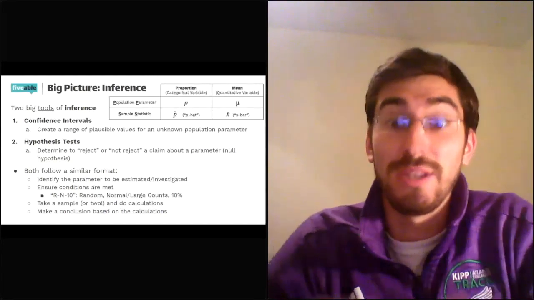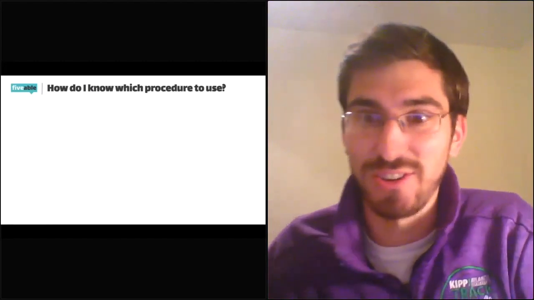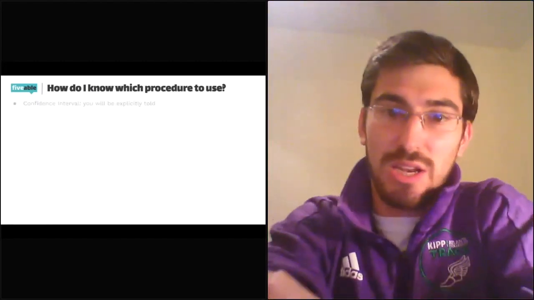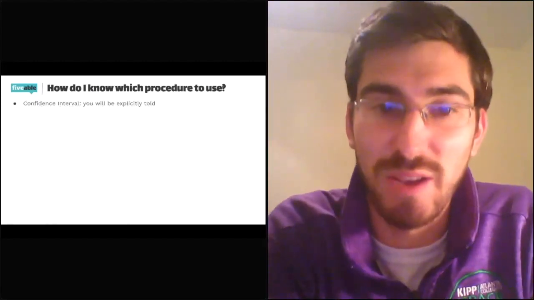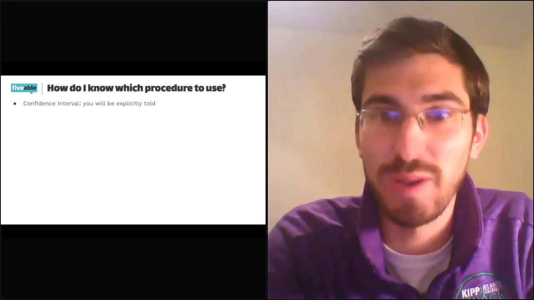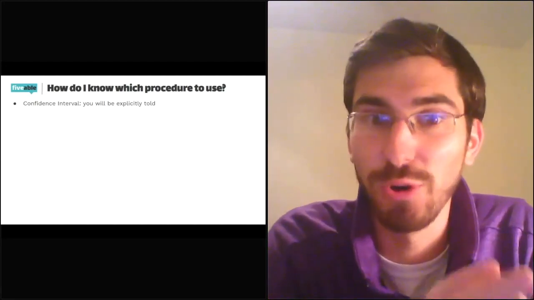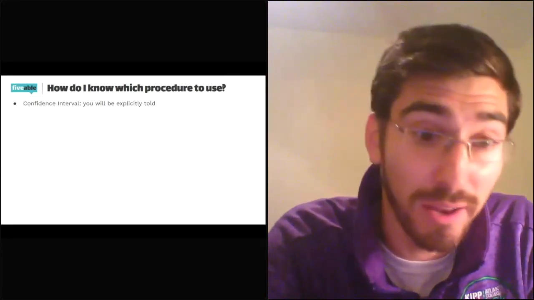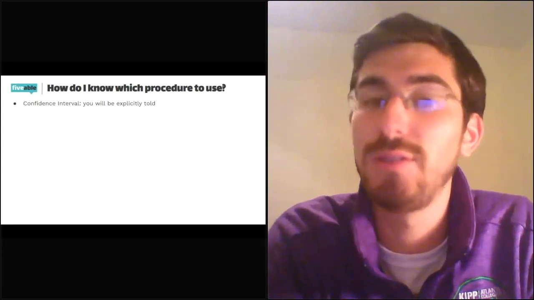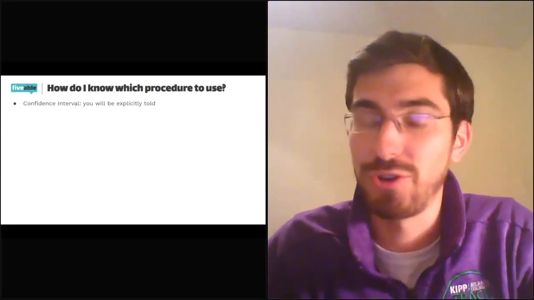All right, so decision tree. In a couple minutes here, we're gonna start doing some practice. But if you're being asked to make a confidence interval, you will know that you are being asked to make a confidence interval. They're going to tell you, construct and interpret, they'll give you a confidence level, some kind of interval for whatever you're trying to estimate.